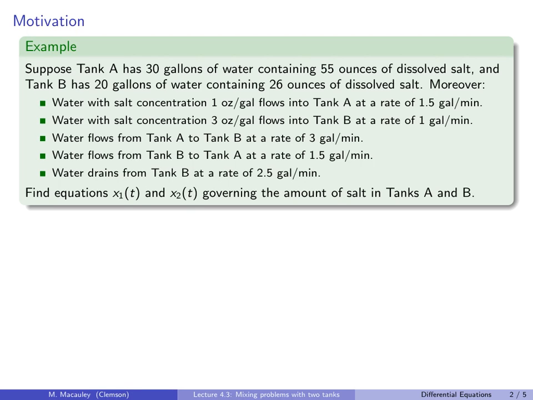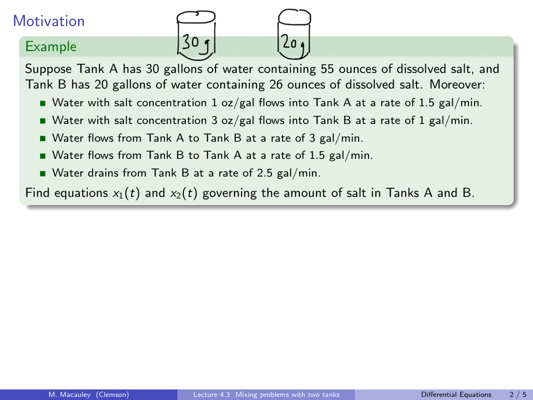Okay, so here's an example. Suppose tank A has 30 gallons, so let me sketch it up here. So tank A has 30 gallons of water, and there's 55 ounces of dissolved salt. And tank B has 20 gallons of water, and there's 26 ounces of dissolved salt. Moreover, we have a bunch of conditions for water coming in and out.